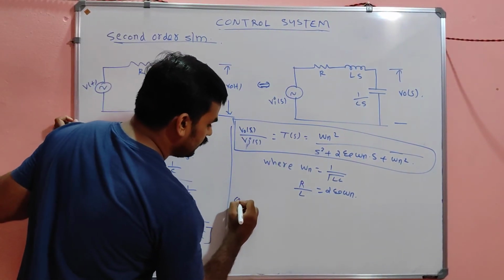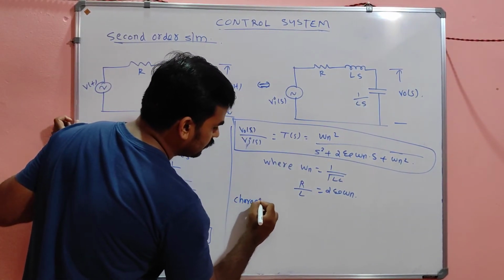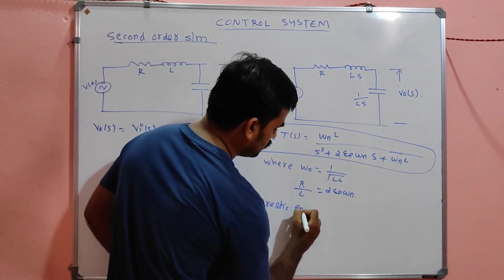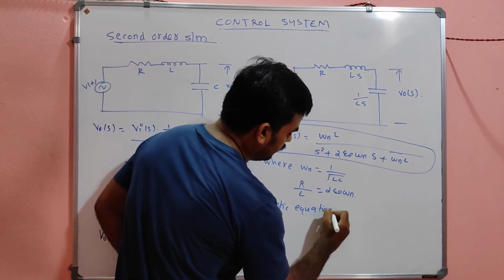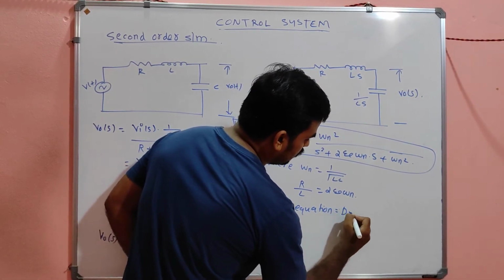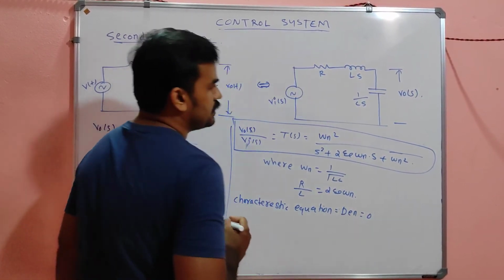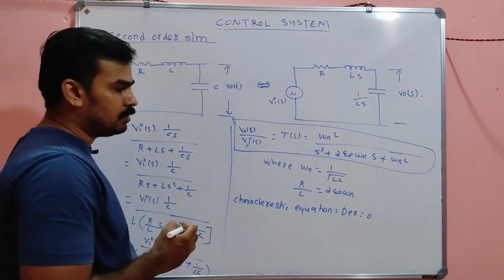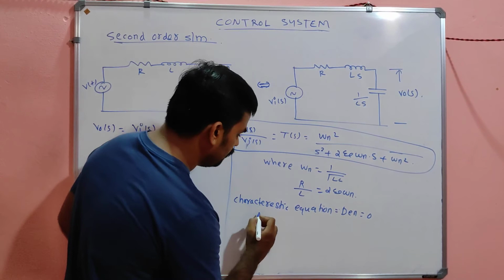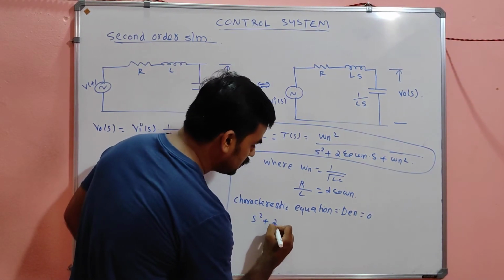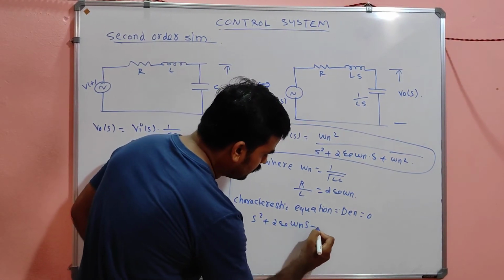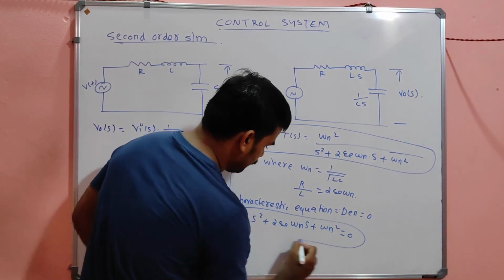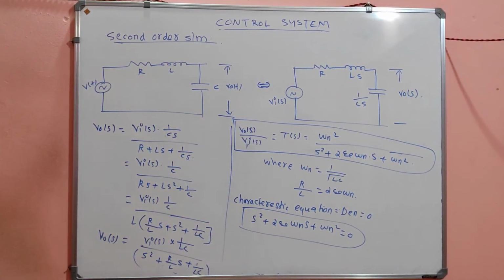And the characteristic equation is nothing but, my dear, the denominator equal to 0. That is called the characteristic equation. So now the characteristic equation for this second order system will be S square plus 2 theta omega n into S plus omega n square is equal to 0. Very important.